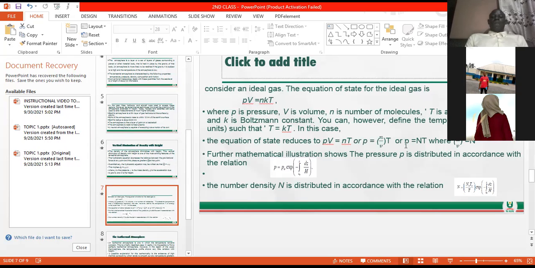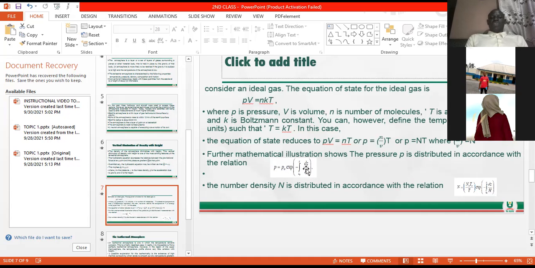So P here will now be N over V times T, representing N over V with a capital N. Further mathematical illustration shows that the pressure P is distributed in accordance with this relation: P equals P naught exponential of minus the integral of 1 over H dz.